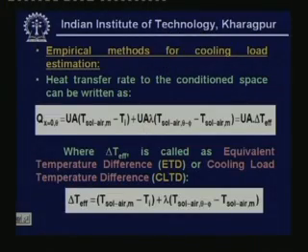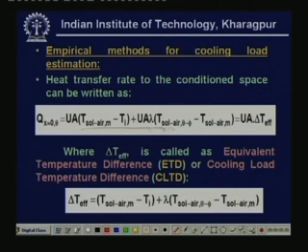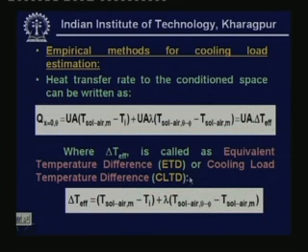Now let us look at empirical methods for cooling load estimation. Heat transfer rate to the conditioned space can be written as we have seen by this expression. This is written in terms of UA into some delta T effective, where this delta T effective is called the equivalent temperature difference, ETD, or cooling load temperature difference, CLTD. From this expression you can easily find that the equivalent temperature difference or cooling load temperature difference is given by this expression. So it includes the mean solar temperature, the time lag and the decrement, and it also includes the inside temperature. So all these factors are included.